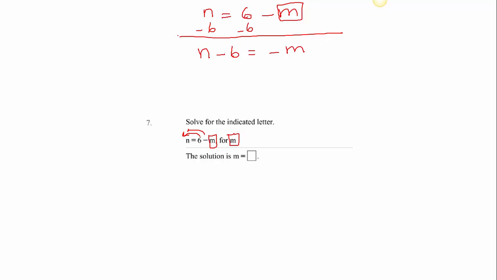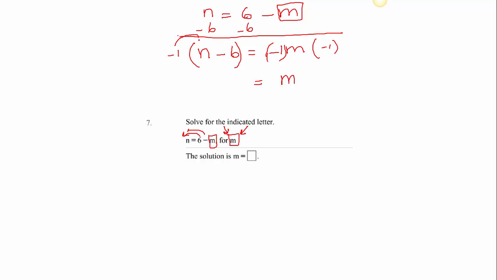See, the question is solve for m. So now how do I get rid of this? It's a negative 1m, right? When you don't have anything, it's a negative 1. So let's go ahead and multiply by negative 1 both sides of the equation. What happens if I multiply by negative 1 here? Negative 1 times negative 1 becomes positive 1. So this is how I got m. Negative times negative is positive.